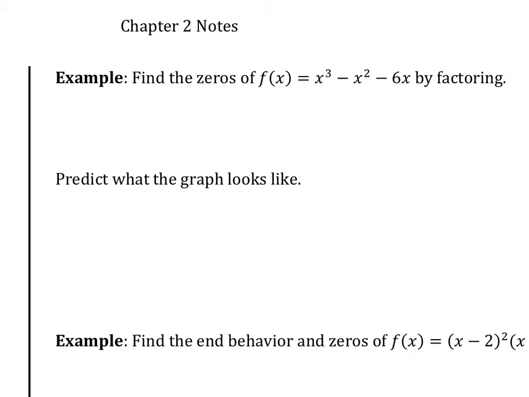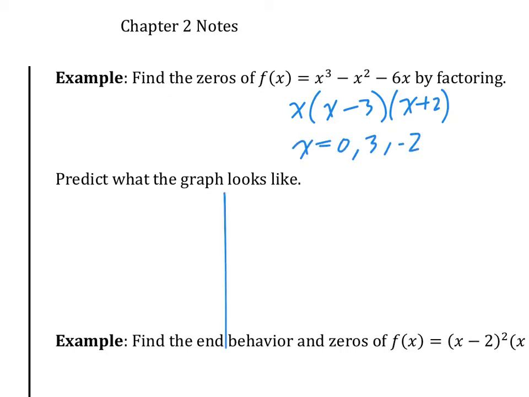Predict how this graph will look. So factor this. You get x times x minus 3 times x plus 2. So then x is equal to 0, 3, and -2. So if you were to predict this graph, first you put the zeros on there: 0, 3, and -2. And then we know the end behavior is going to look like an odd function.